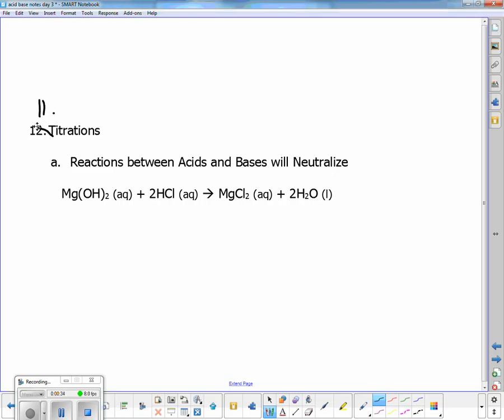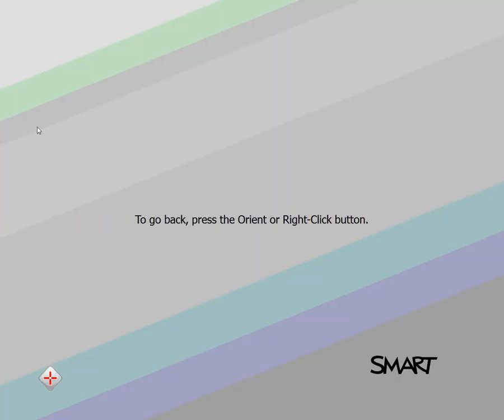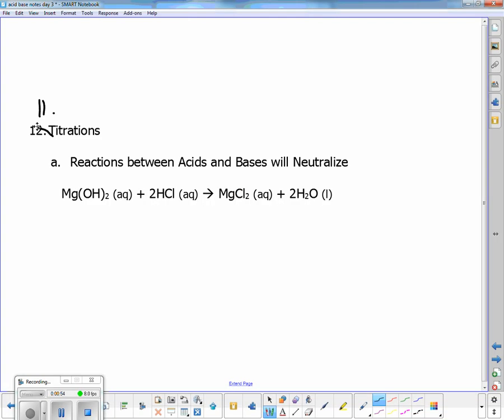Okay, so reactions between an acid and a base. If you've got Arrhenius's version, which we had an H plus and an OH minus go together, make water, then what we get is a salt.